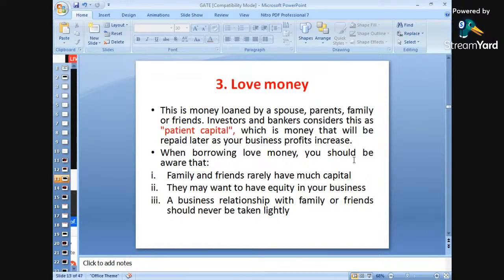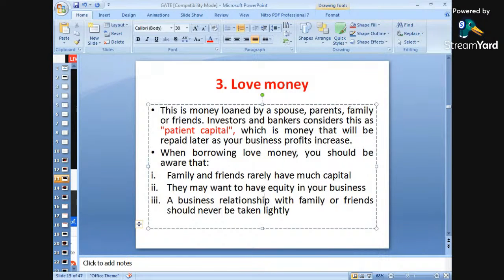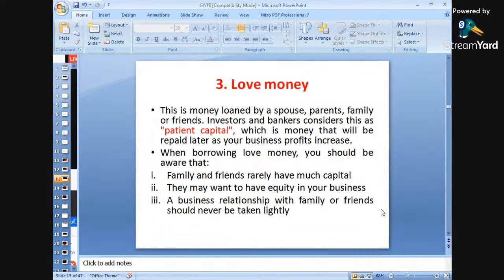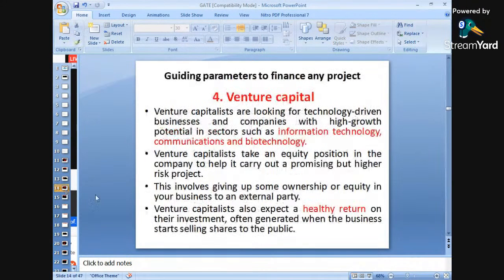When borrowing love money, you should be aware that family and friends rarely have much capital. They may want to have equity in your business. That means equal involvement will be there regarding your business, regarding various activities or the various construction processes. So equity will also be maintained. A business relationship with family or friends should never be taken lightly.